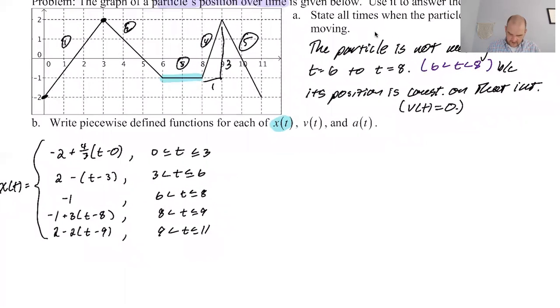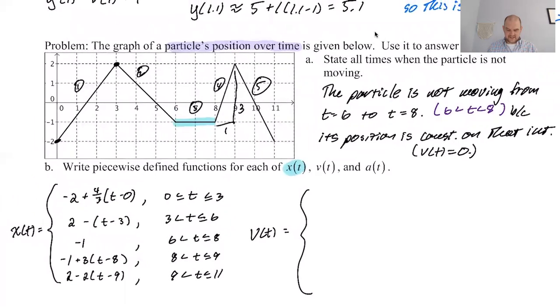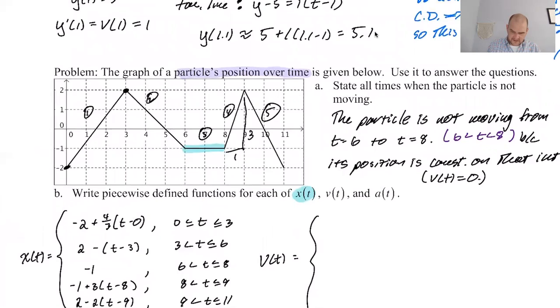So here, v of t is going to be... now the issue is there are a lot of places where the derivative doesn't exist for this function. So those places, let's highlight them in this color. Here, the derivative doesn't exist. Here, the derivative doesn't exist. Here, and here. So what are those values?